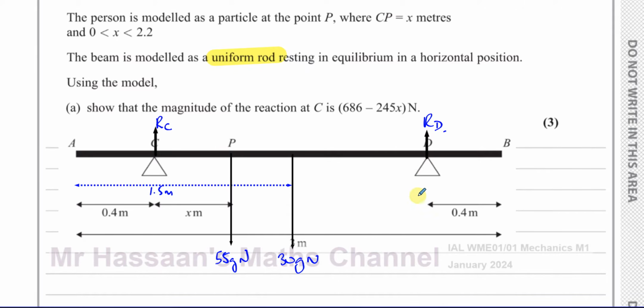So I don't need to know the reaction at D. Let me take the moments about D. The moment of a force is equal to the magnitude of the force times its perpendicular distance from the place where you take your moments about.